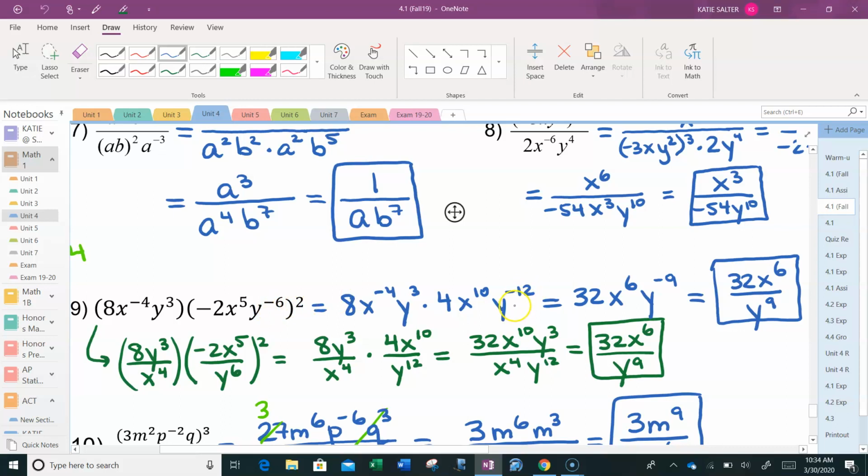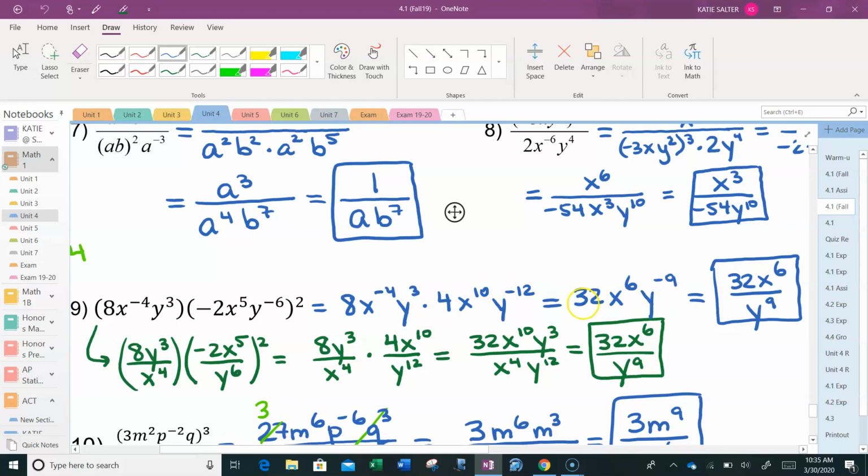Then, instead of getting rid of the negative exponents, I went ahead and just multiplied. 8 times 4 is 32. When we multiply like bases, we add those exponents. So negative 4 plus 10 gives us 6, so that's where we get the x to the 6. And y cubed times y to the negative 12, 3 plus negative 12 is negative 9.